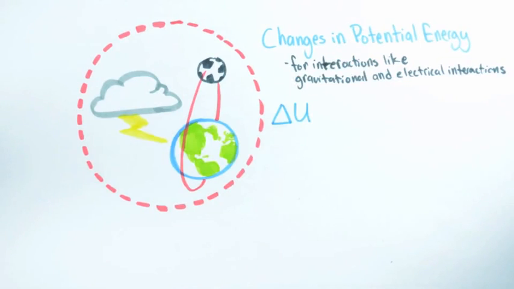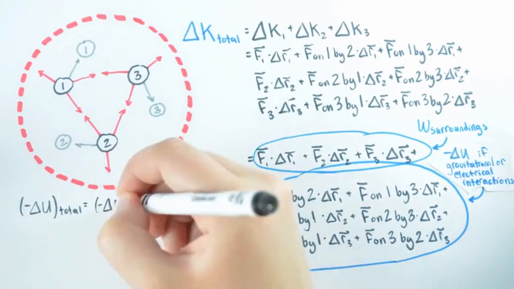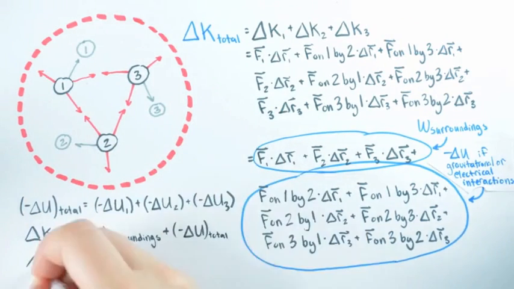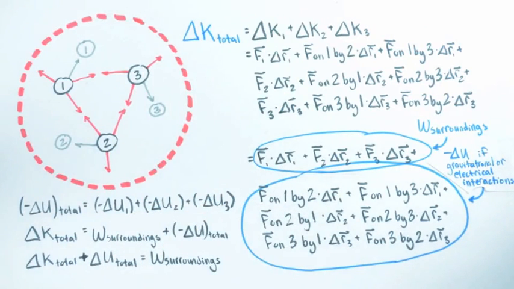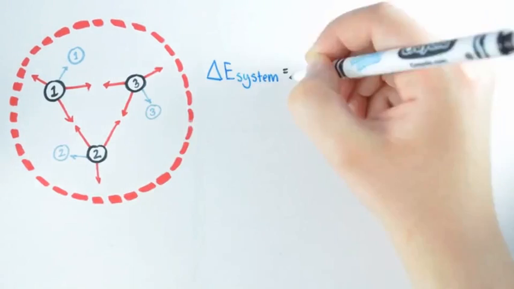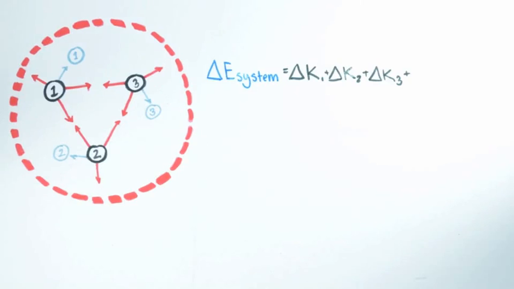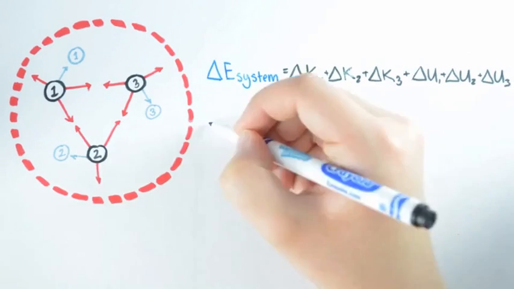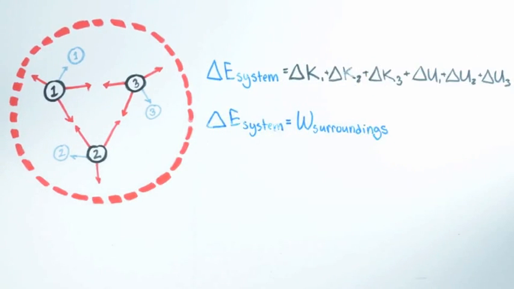Each potential energy change for a given interaction inside the system is equal to minus the work associated with that interaction. Rewriting our multiparticle energy principle using changes in potential energy and rearranging terms with a little algebra, we see that our multiparticle energy principle tells us that the change in the total energy E of our multiparticle system is equal to the sum of the kinetic energy changes plus the sum of the potential energy changes. This must, as always, be equal to the energy transfers to and from the surroundings, which here is the total work done by the surroundings on the multiparticle system.